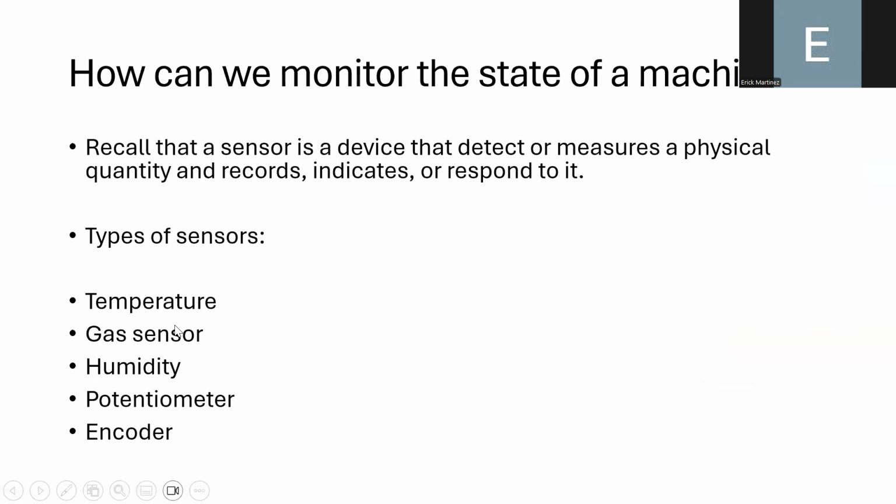So how can we monitor the state of the machine? Well, basically we use sensors. Remember that a sensor is basically a device that can detect or measure a physical quantity. Basically, the sensor is an electronic device that responds to any physical stimulus.